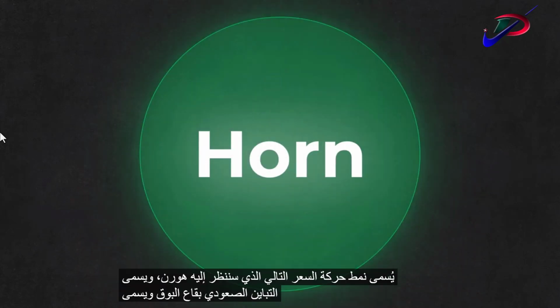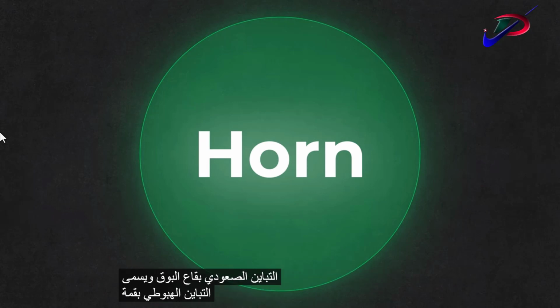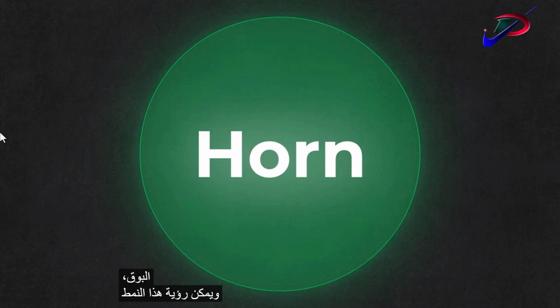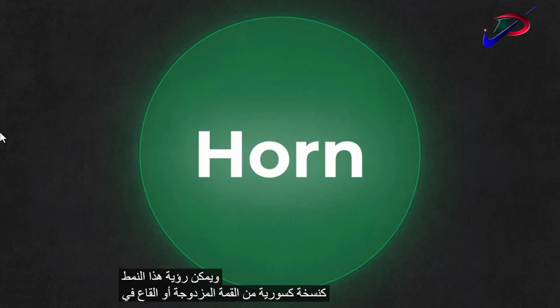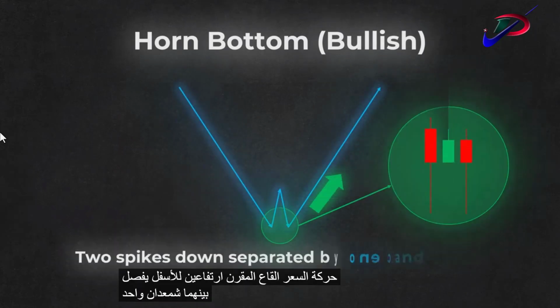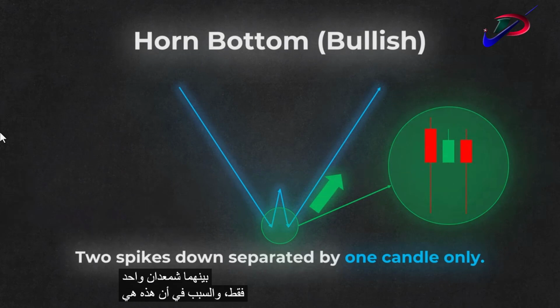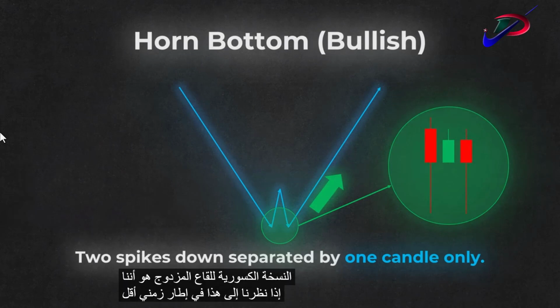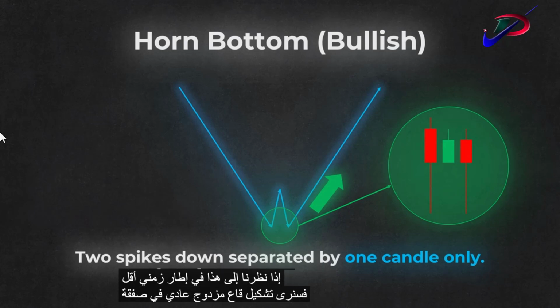The bullish variation is called horn bottom and the bearish variation is called horn top. This pattern can be seen as a fractal version of the double top or bottom. In the bullish version, called horn bottom, price action creates 2 spikes down that are separated by 1 candlestick only. The reason this is the fractal version of the double bottom is because if we looked at this in a lower time frame, we would see a normal double bottom formation.